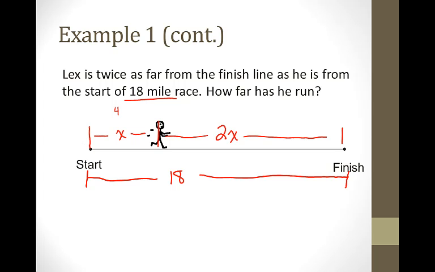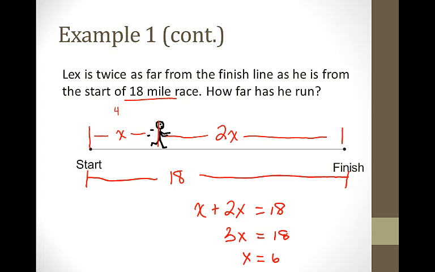So how do these 3 pieces connect? Well, his distance from the start plus his distance from the finish should equal 18, right? So we can just set that up as an equation. x plus 2x needs to equal 18. And then we solve for x. And this one's relatively easy to solve. 1x plus 2x is 3x. And then divide through by 3, and we get x equals 6.